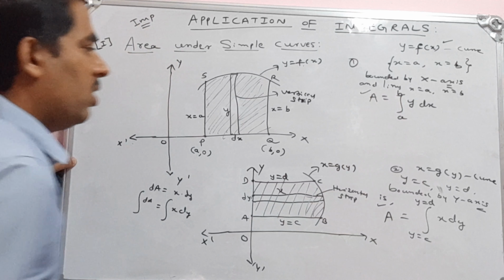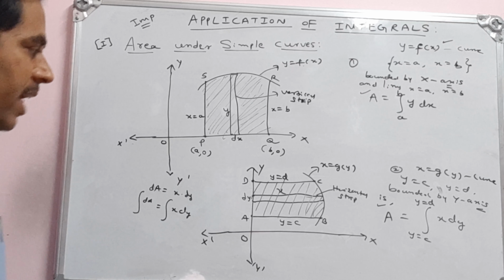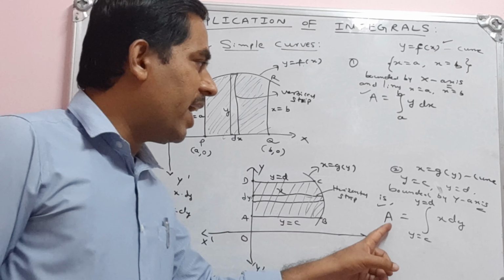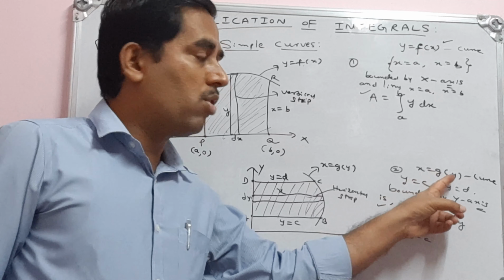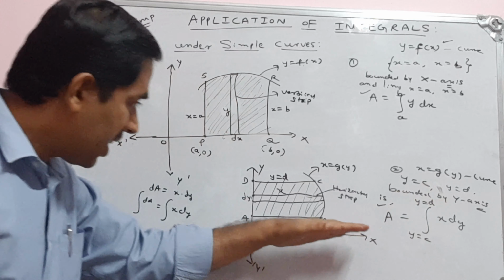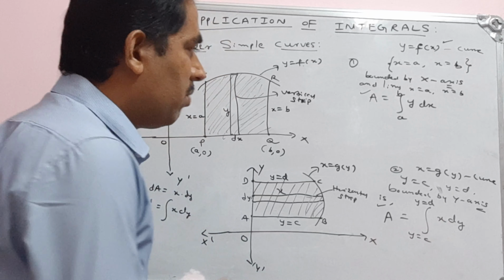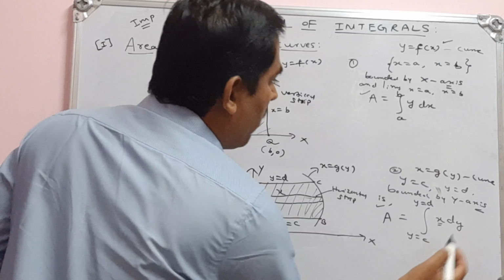Observe this. These are the two very, very important cases. You have to note them down and understand them clearly. Let me repeat it again. This is the area of the curve. What is the curve, and what is its form? x is equal to a function of y. So we have solved for x. Bounded by the y-axis, and the lines y is equal to c to d, the area is the integration of x dy.